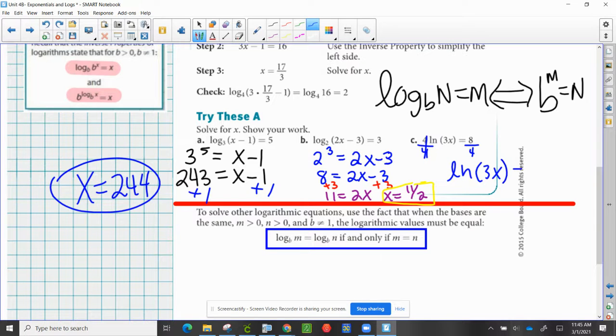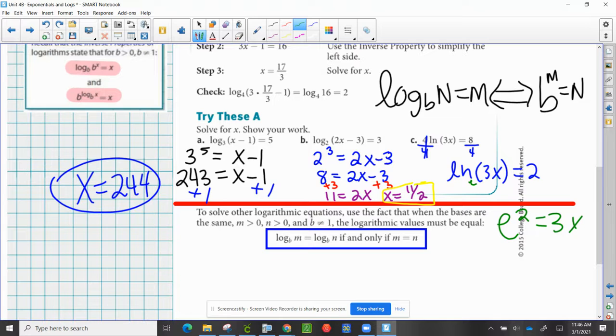Okay, 8 divided by 4 is 2. So since this one is a natural log, we need to rewrite it using base e. Remember, this is our special log. So this becomes e to the 2nd power is equal to 3x.